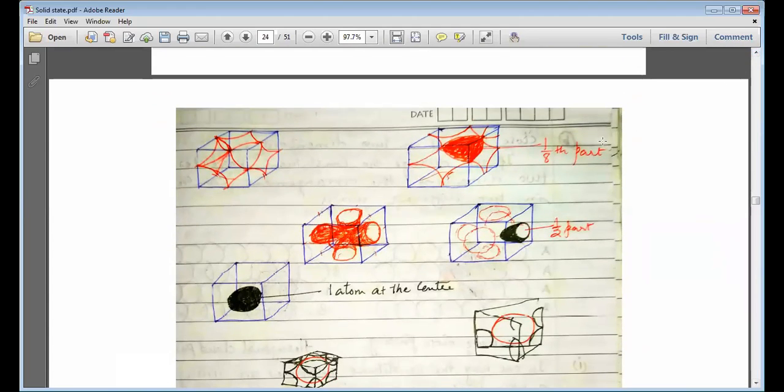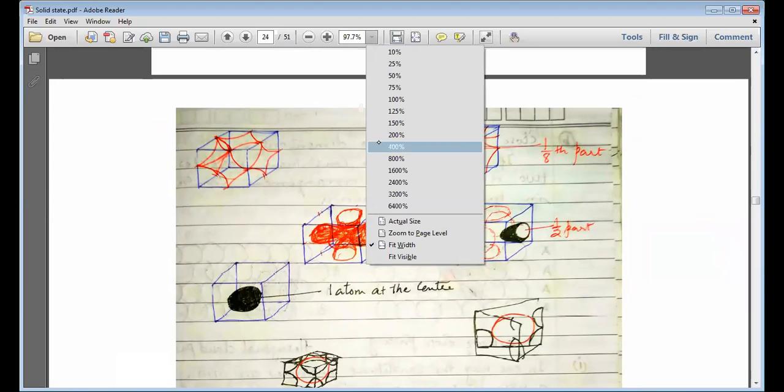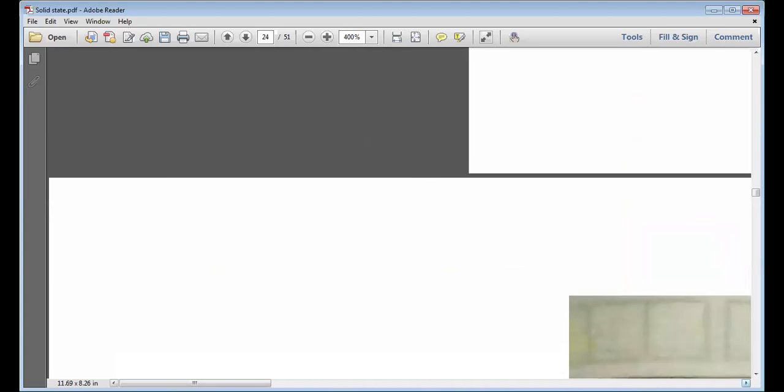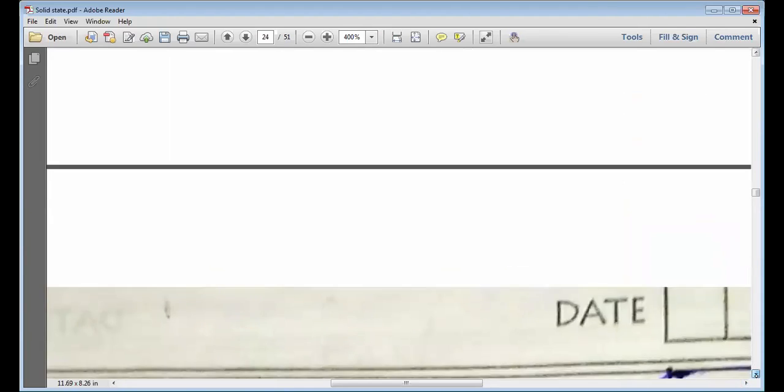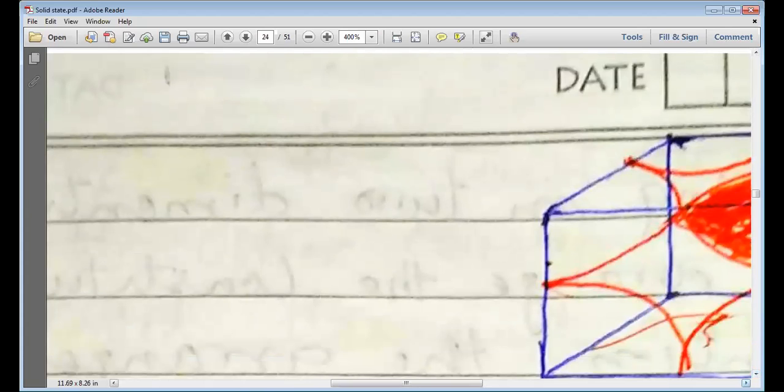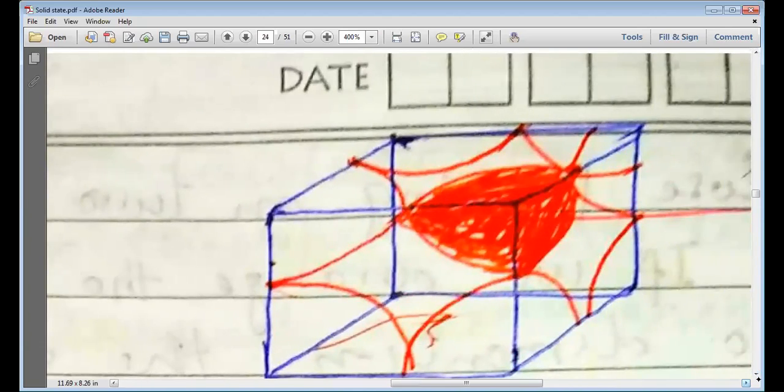But here you can see the particles in the form of spheres. You can see that these are the 8 particles present at the 8 corners. I hope you can see them now. I'll just show you. Yes, now you can see it here.